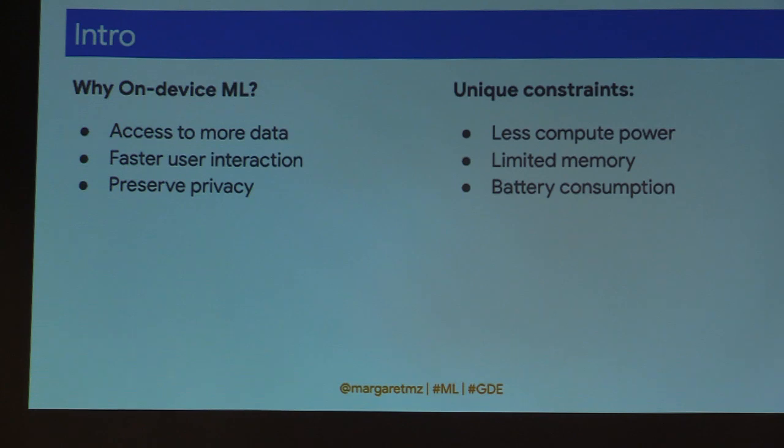My talk title is on-device machine learning with TFLite. I just want to clarify, as of today, most of what we're talking about on-device is inference. There's a bit of training as well, which I will mention later. There are some unique constraints when you do on-device machine learning. First, there's less compute power and limited memory, and you also have to consider battery consumption.